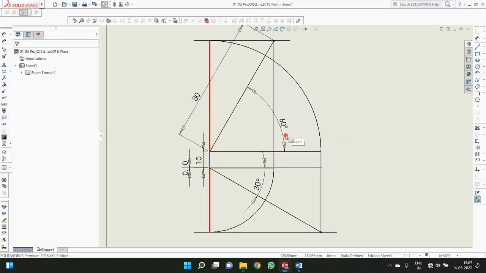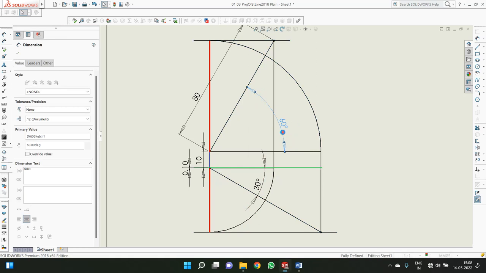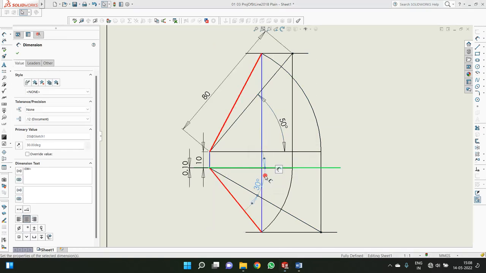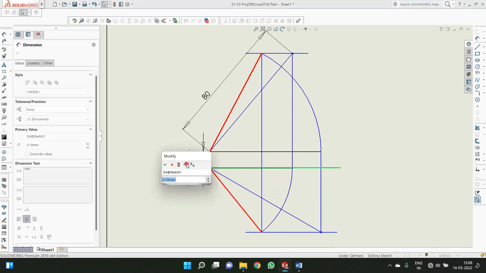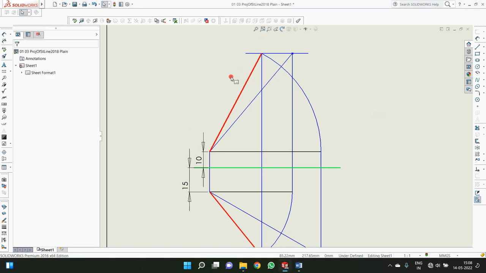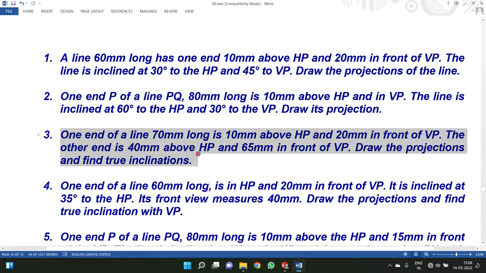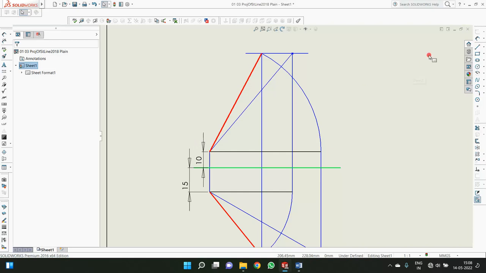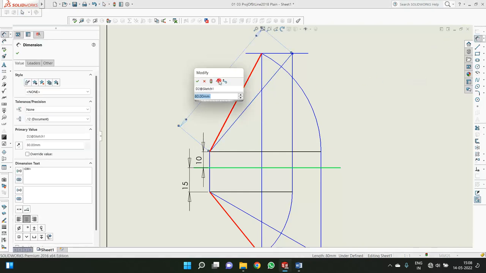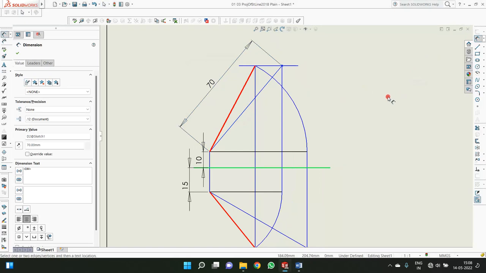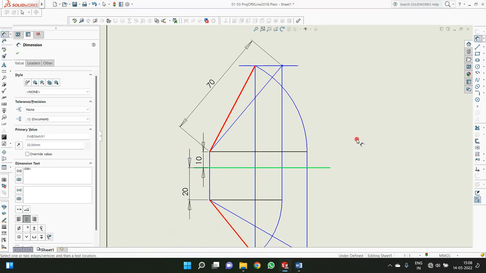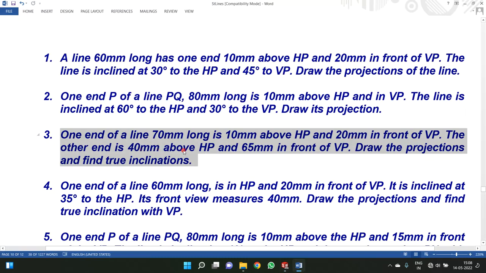Now for the third problem, I will be deleting these values. Let me delete all the values. Now let us go to the third problem. The third problem says one end of a line 70 mm long, that is, line length is 70 mm. Ten above, 20 in front. The other end, 40 above, 65 in front.